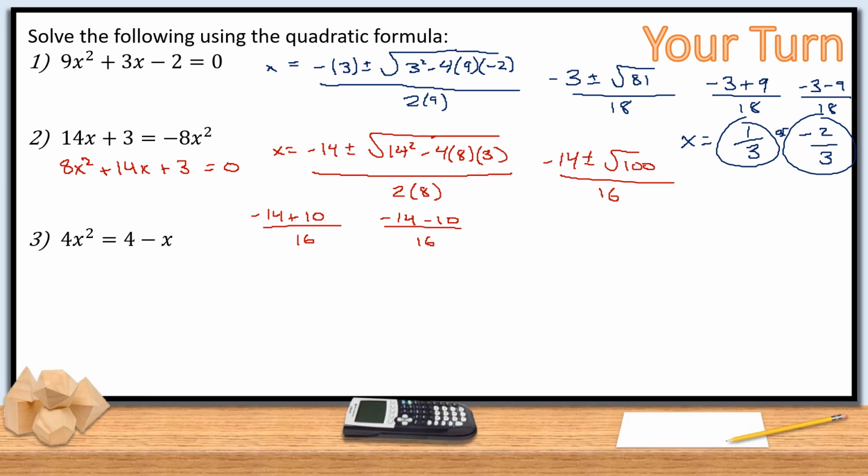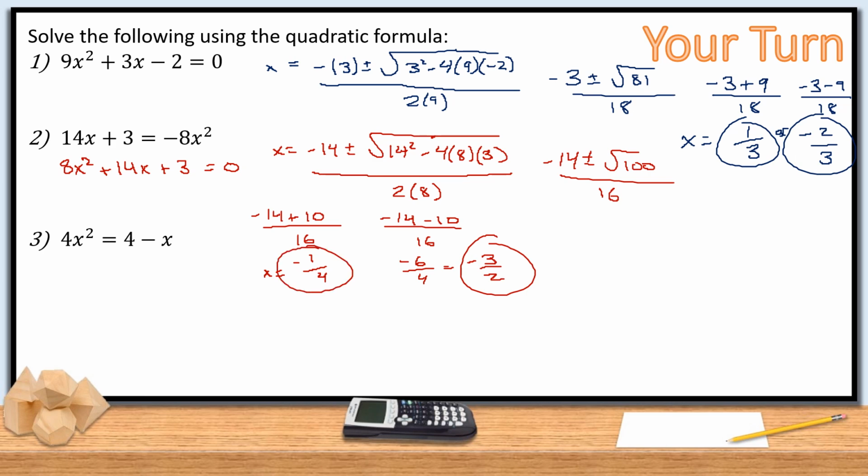So first one, minus 14 plus 10 is negative 4. Negative 4 out of 16 is negative 1/4. And then minus 14 minus 10 is minus 24 out of 16. So that'll be 6 over 4, which simplifies to minus 3 over 2. So minus 1.5 and minus 1/4 are our two solutions.